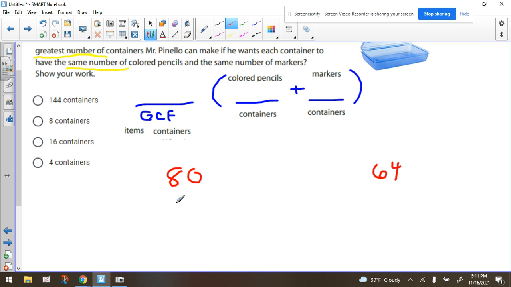Now what we want to do is try to speculate what the GCF might be, and maybe even look at some of the answer choices for ideas. Because like 4 would go into both of these probably, right? What about 16? Would 16 go into both of these? And if you have no idea, then just pick a number that you know goes into both. So how about the number 8? We know 8 goes into both because that's mental math. All right, but what are the other values? Over here, this would be a 10. Over here, this would be an 8.